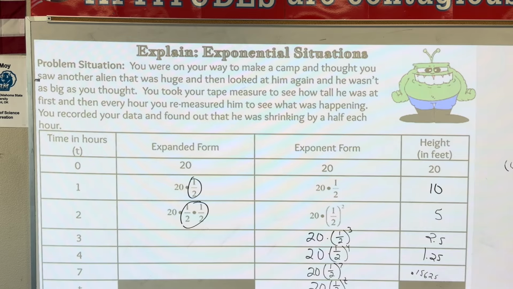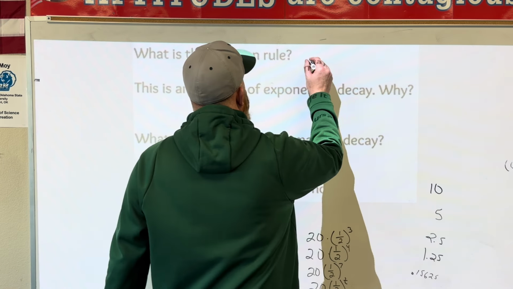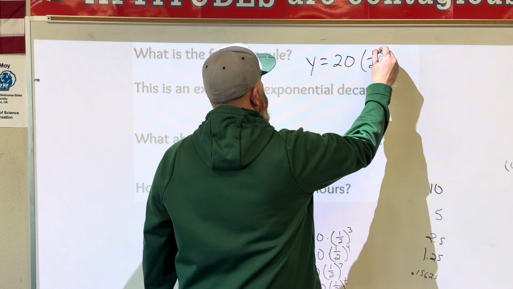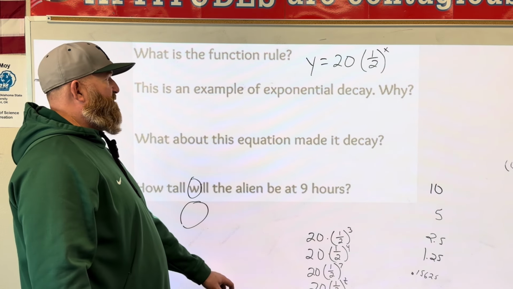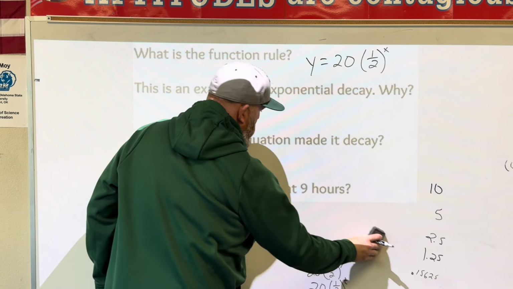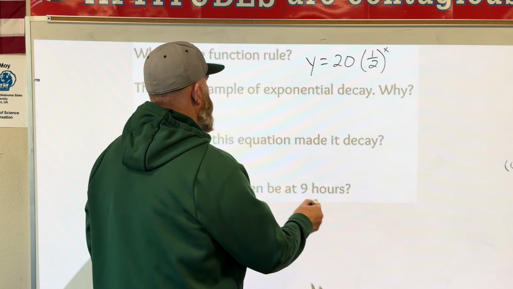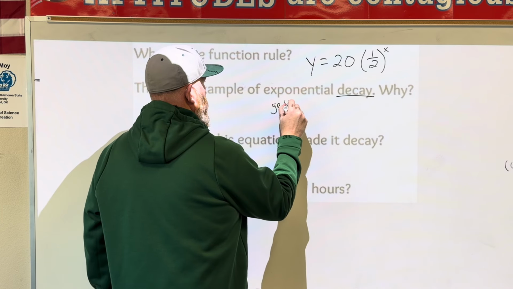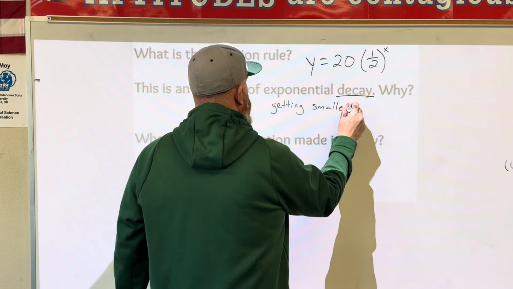All right, here we go. You guys ready for the equation? So what is the function rule? Y equals 20 times 1/2 to the x. There it is. Is this exponential decay or is this exponential growth? What would you guess? Okay, it's decay. Getting smaller. And I'm going to explain that more in just a minute.